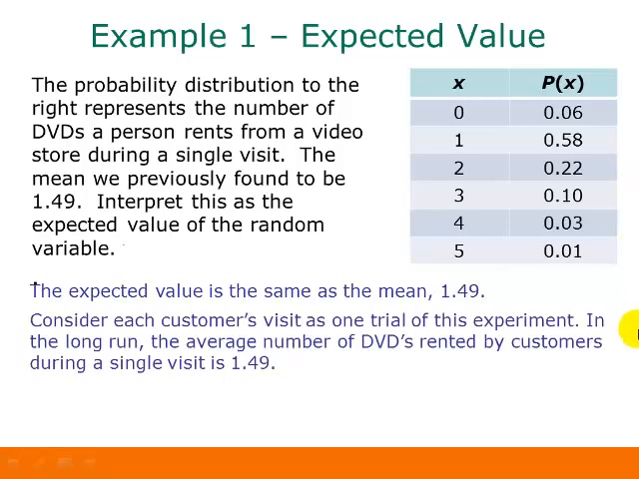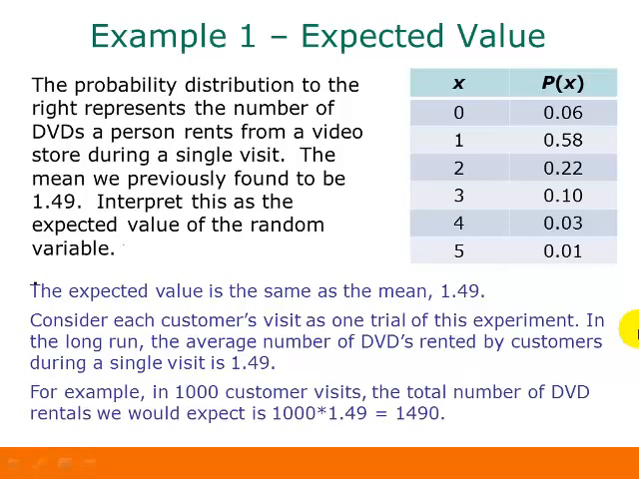So to interpret this, we'd say consider each customer's visit as one trial of this experiment. In the long run, the average number of DVDs rented by customers during a single visit is 1.49. Now, we're not going to have any one customer come in and rent 1.49 videos, obviously. But what this tells us is that for most customers who come in, they're either going to rent 1 or 2 videos, so that the average is going to come out to be about 1.5.